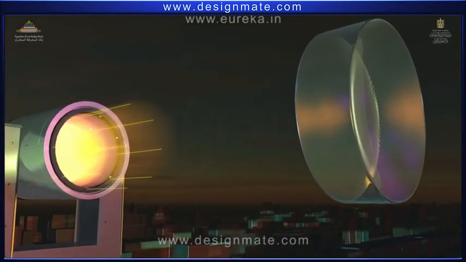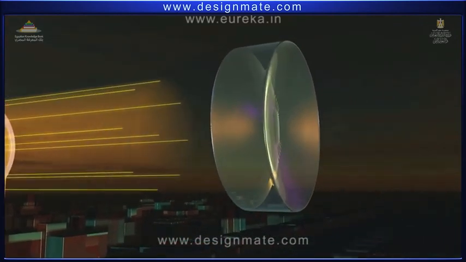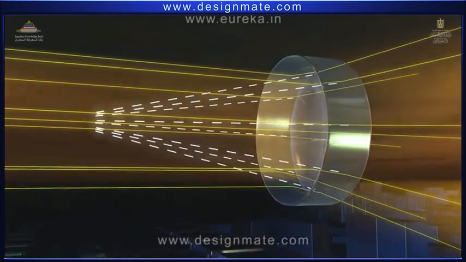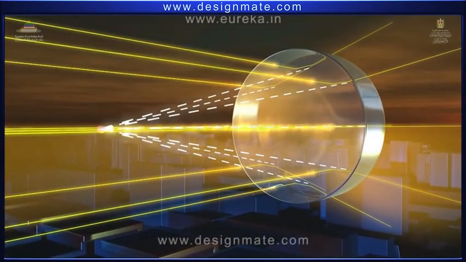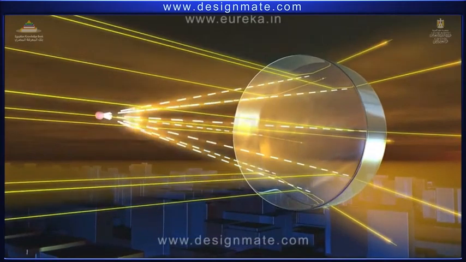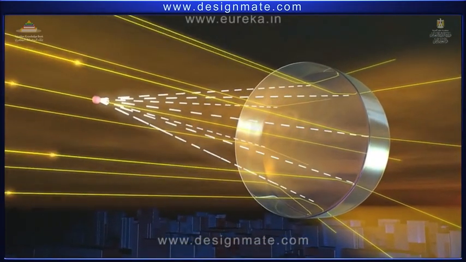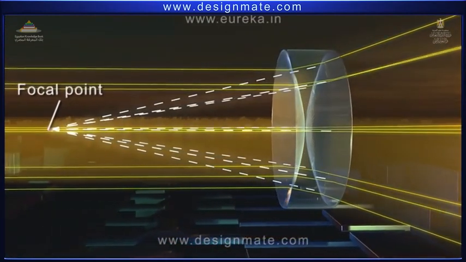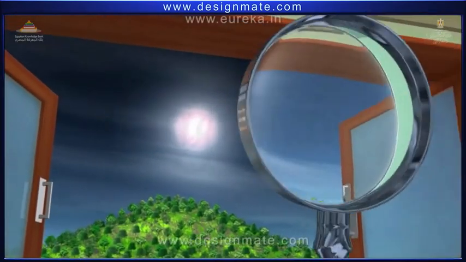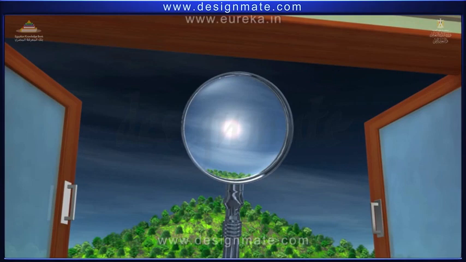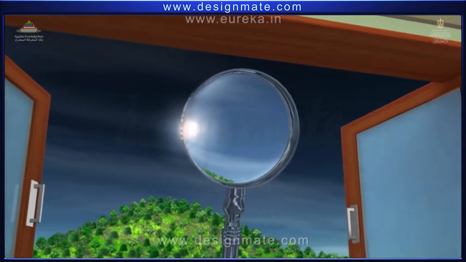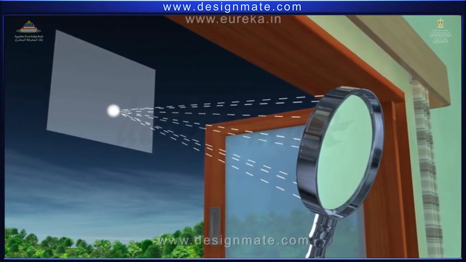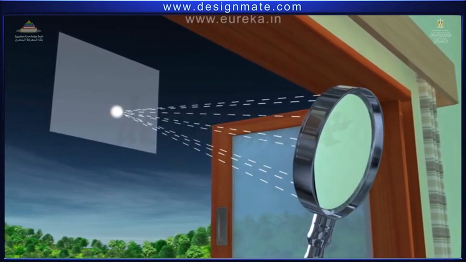The parallel rays of light incident on the concave lens undergo divergence as they emerge on the other side. If the divergent rays are extended backwards, then they appear to meet at one point on the principal axis on the same side of the object. This point is called the focal point of the concave lens. The sun viewed from a concave lens would appear as a point. If you place a paper at this point, it would not be heated. The image formed in this case is a virtual image.